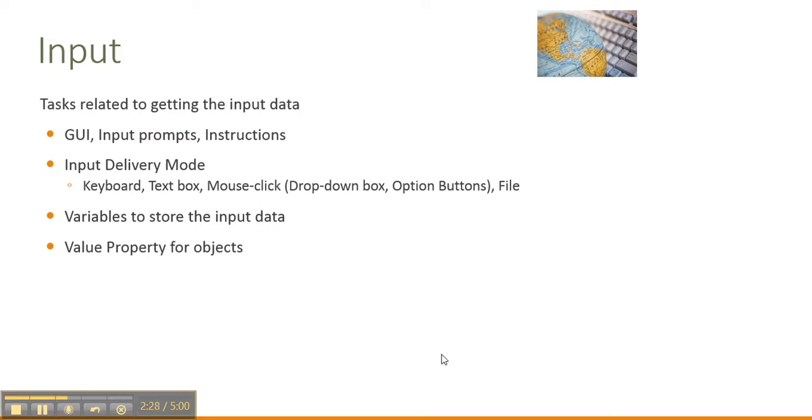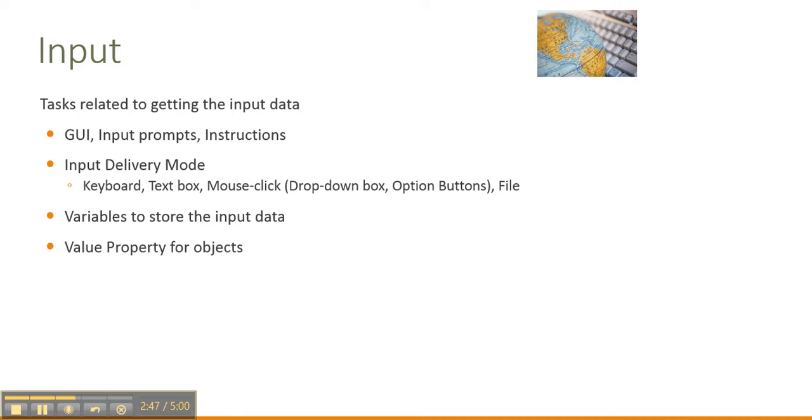Input. Input is how you get data into your program so then it can do your processing and generate the results you want. Now, depending on your program, input can come from a variety of avenues. It can come from your GUIs. It can come from the keyboard, text box, mouse click, voice, file.